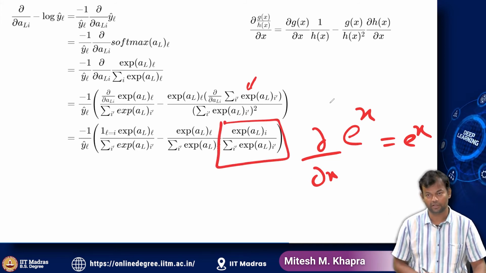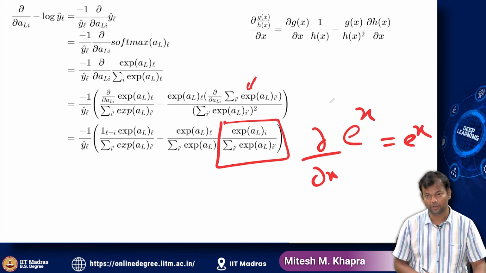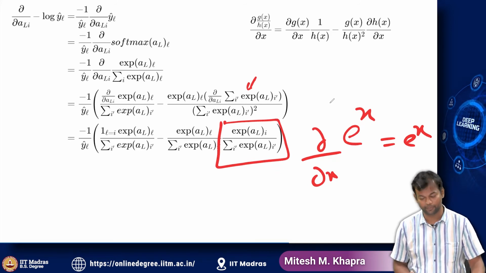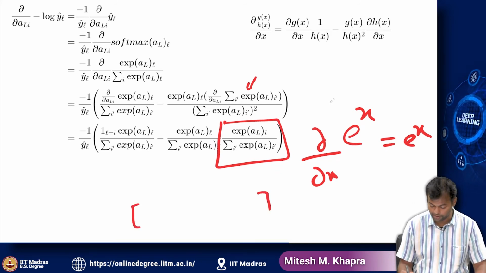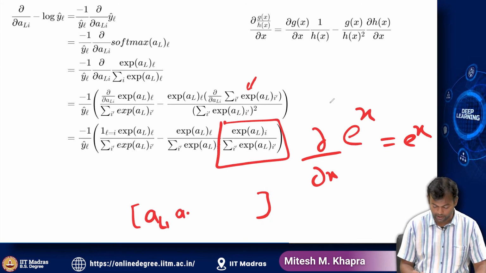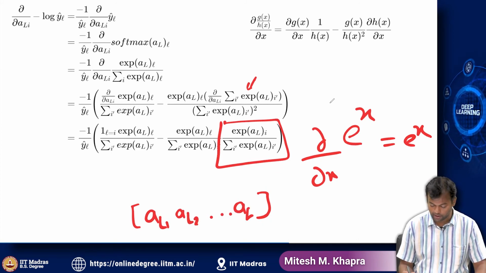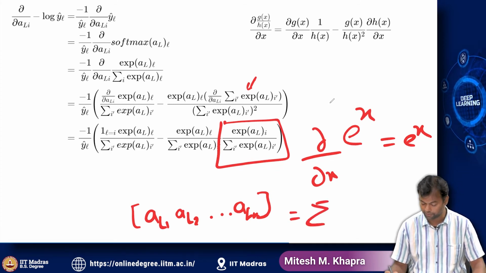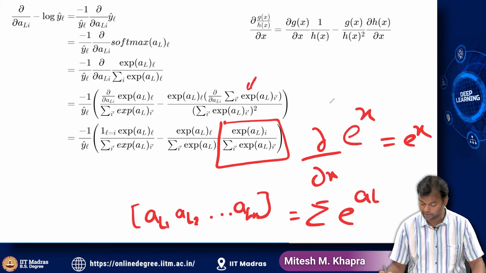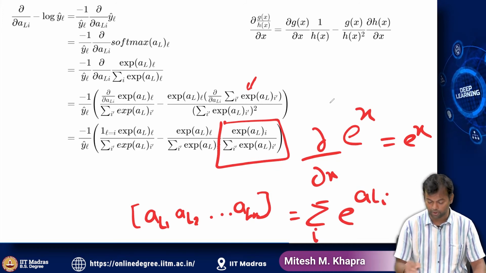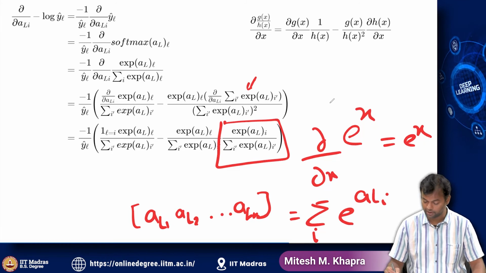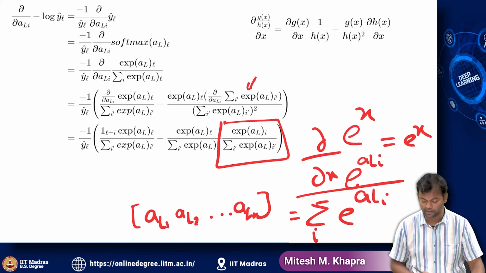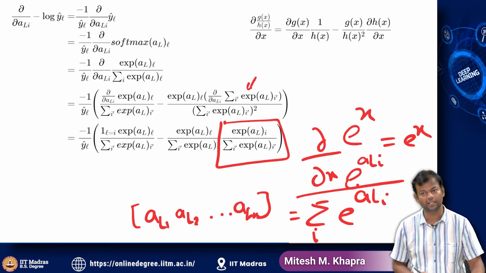We just did that. Do you remember what that is? In the bottom I have the sum of all the exponents, right? So again, let me just do this. I had AL1, AL2 up to ALk. So the denominator is just the summation of the exponents of all these quantities. That's what this denominator is. And what is the numerator? The numerator is the exponent with respect to the ith guy. So that means it's just the softmax.